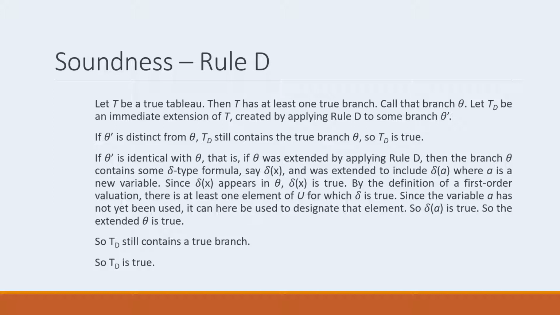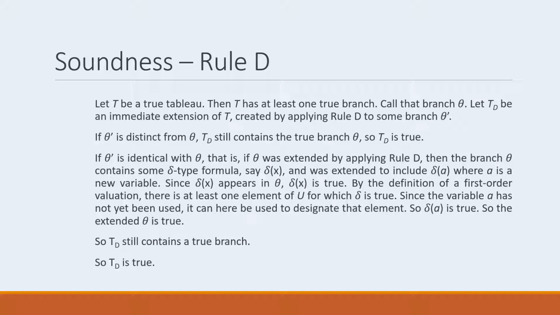Since delta x appears in theta, delta x is true. By the definition of a first order valuation, there's at least one element of U for which delta is true. Since the variable A has not yet been used, we can use it here to designate that element. So delta A is true, so the extended theta is true. So TD still contains a true branch, so TD is true. So in the case of a branch being extended by rule D, we preserve the trueness of the Tableau.